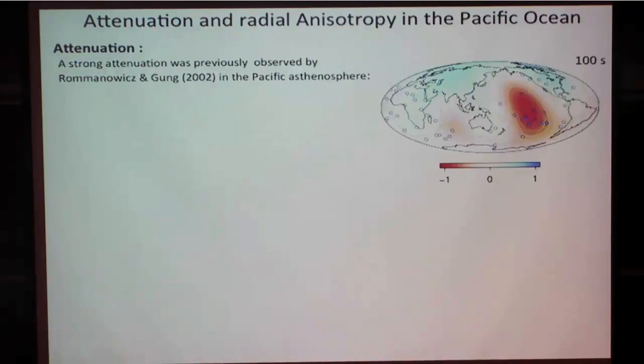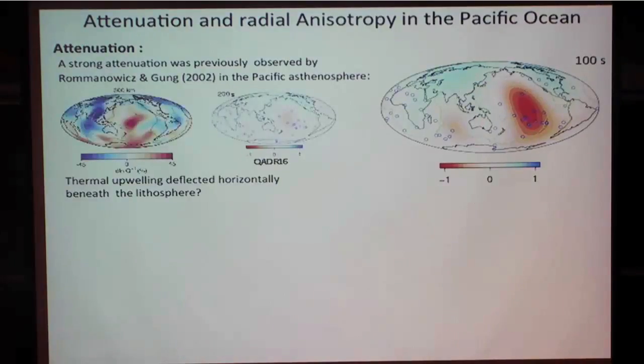So the first thing that we have tried to explain is how can we explain this strong attenuation here? And there was a paper by Barbara and Gung a few years ago, which suggests that there is a strong attenuation in the Pacific, in their map at 300 kilometers depth, and they interpreted that as upwelling that will be deflected horizontally beneath the lithosphere.